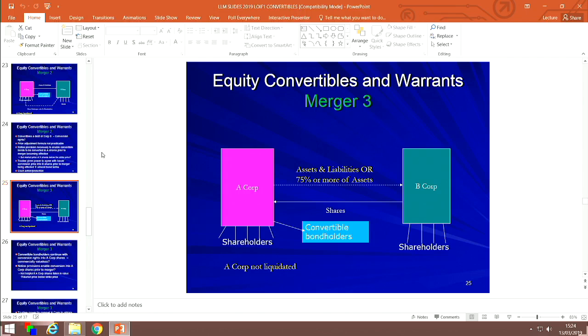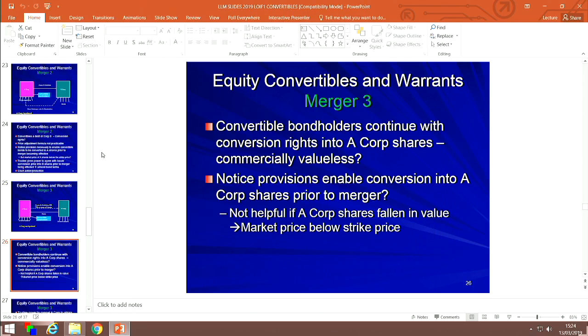It's within the group in a sense, but don't forget that although shares are issued by B to A, A does not become a parent company of B because the shareholding could be well below 30%. So yes, broadly speaking, they are within the corporate group of B, but it's not a subsidiary.